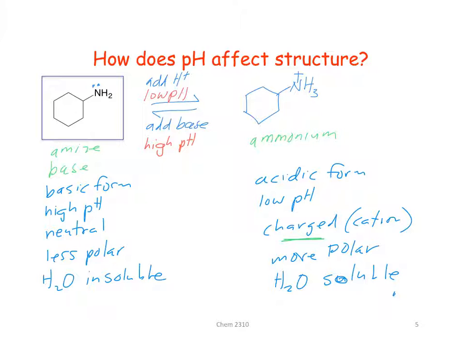And then organic solubility would be just the inverse of those. That's what we talked about last time. If the amine is water insoluble, it would be organic soluble. And if the ammonium ion is water soluble, it would be organic insoluble.